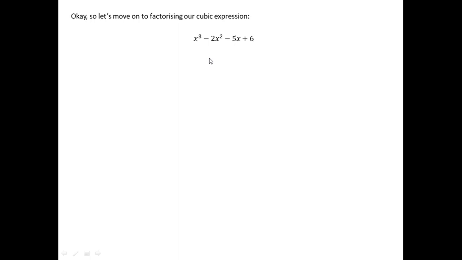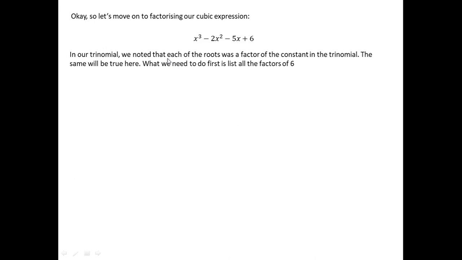There it is. Now, firstly, in our trinomial, remember we noticed that each of the roots was a factor of the constant. So it's going to be the same here. All of our roots, all of the numbers that are going to go into the brackets are going to be factors of this 6. So what we're first going to do is list all the possible factors of 6.